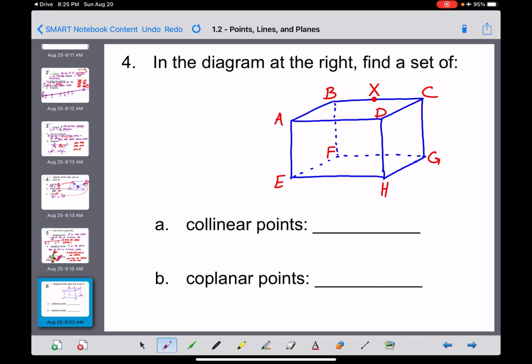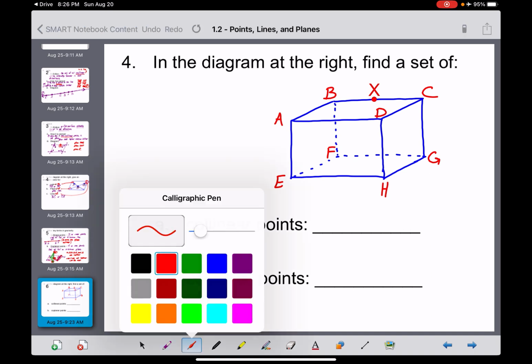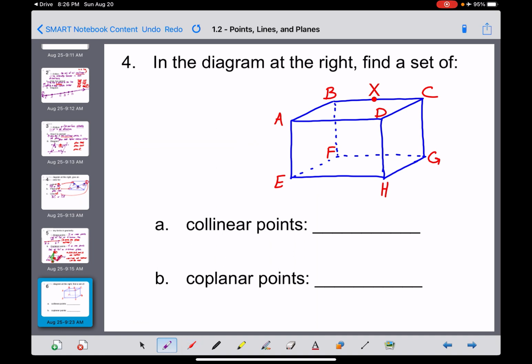Okay, last thing we're going to talk about here in 1.2. So just a little practice here, finding collinear points and coplanar points. So in this diagram at the right or below here, find a set of collinear and coplanar points. So we're basically just looking at a box here, guys. The official name for this solid, and we'll learn this later on in the year, is a rectangular prism. And probably 99% of the boxes that you're going to find in the world are rectangular prisms.